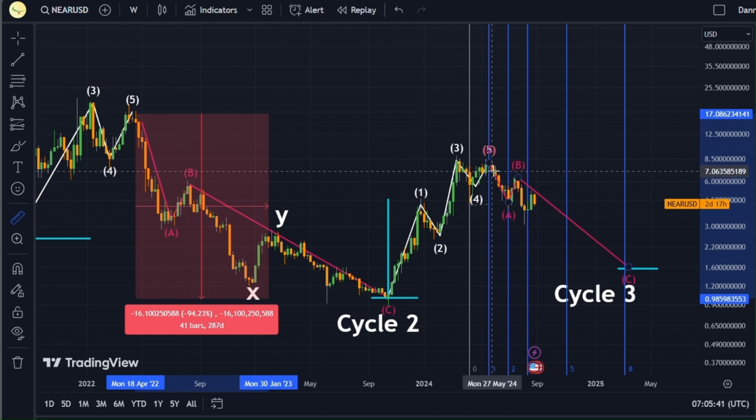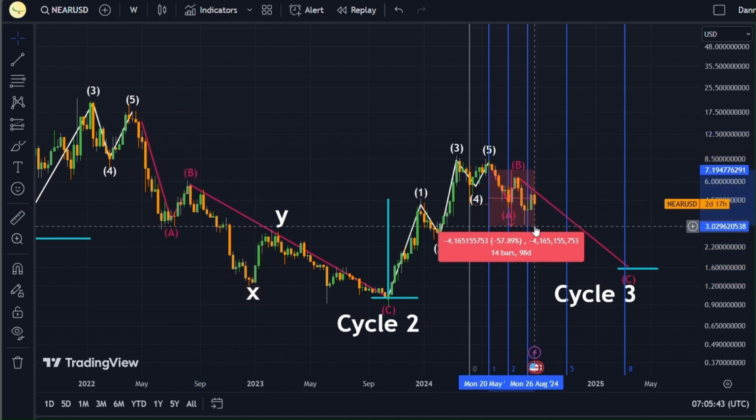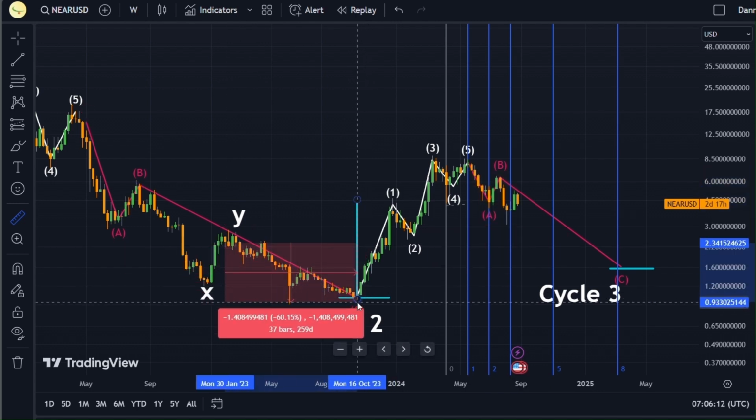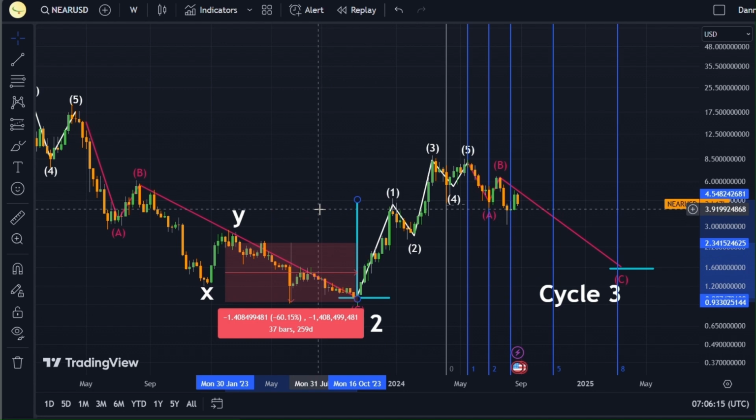Similarly, we can consider from this point to this point approximately 15 bars or 100 days. So 15 by 40 is your ratio. If you multiply 15 by 40 with this number, you will get the approximate time it will take to reach the second cycle minimum or second cycle end. From this point to this point is approximately 37 bars, and we can multiply by 15 by 40 and estimate based on that.